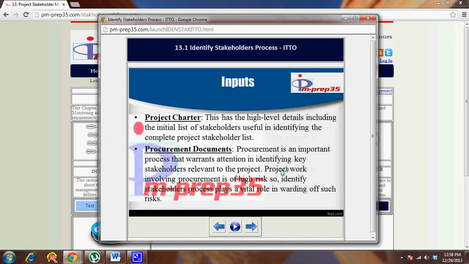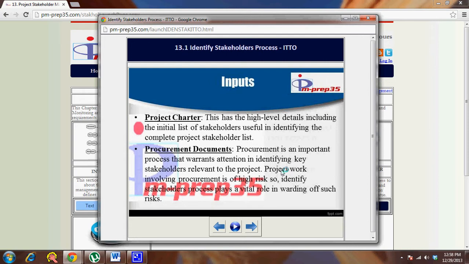This has the high level details, including the initial list of stakeholders useful in identifying the complete project stakeholder list. So the project charter has the high level stakeholder list, but then the identify stakeholders process is the project manager's view of who are the important stakeholders in the process, what is their power, influence, and all that.